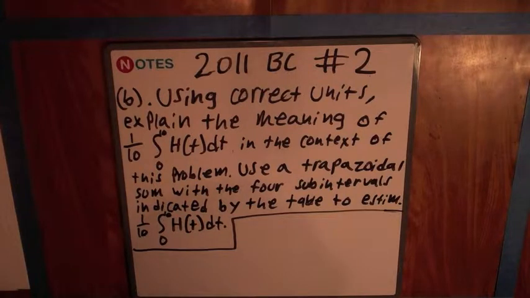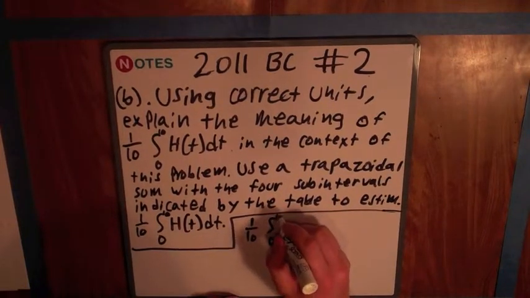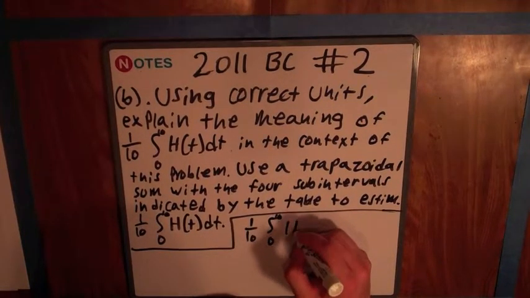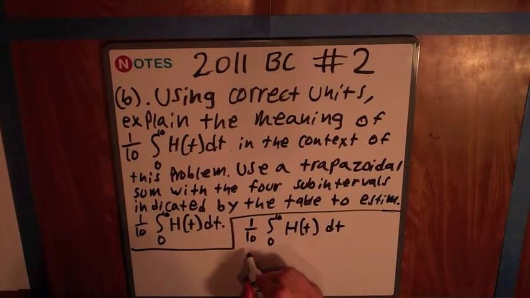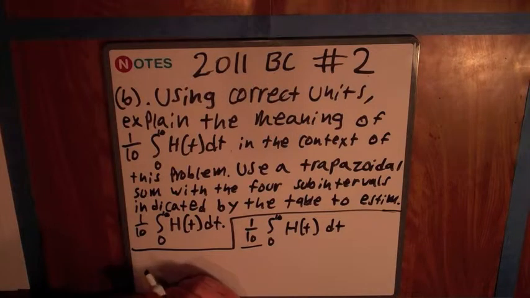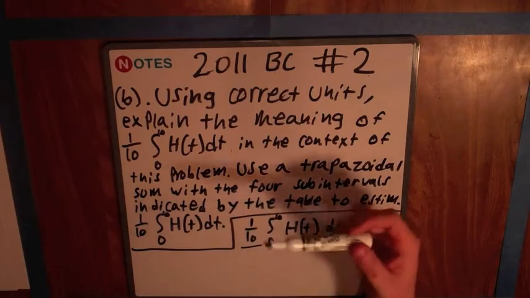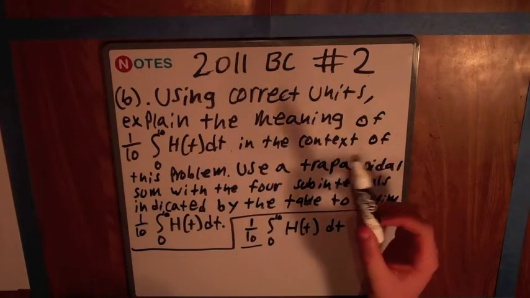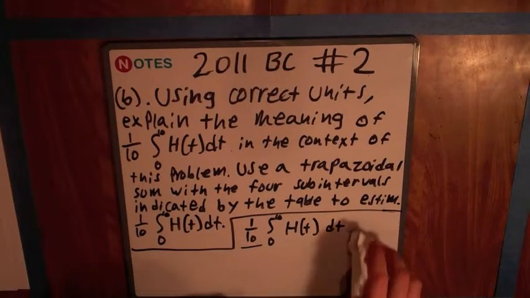So for the first part, 1 over 10 times the integral of 0 to 10 of h of t dt. You can recognize from this part that this is the average value. So this is the average temperature of the tea in degrees Celsius from 0 to 10. So that's the first part of this problem.